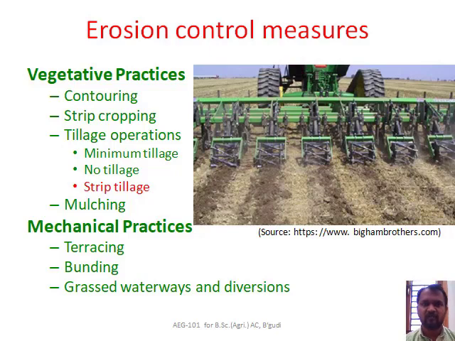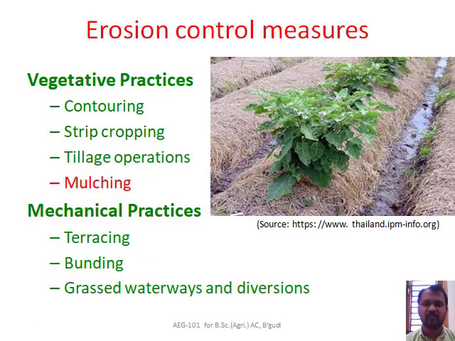The next type of erosion control measure is mulching. In this photograph we can see moisture being conserved. We adopt this vegetative practice to conserve the soil as well as the water. We use it for both purposes.